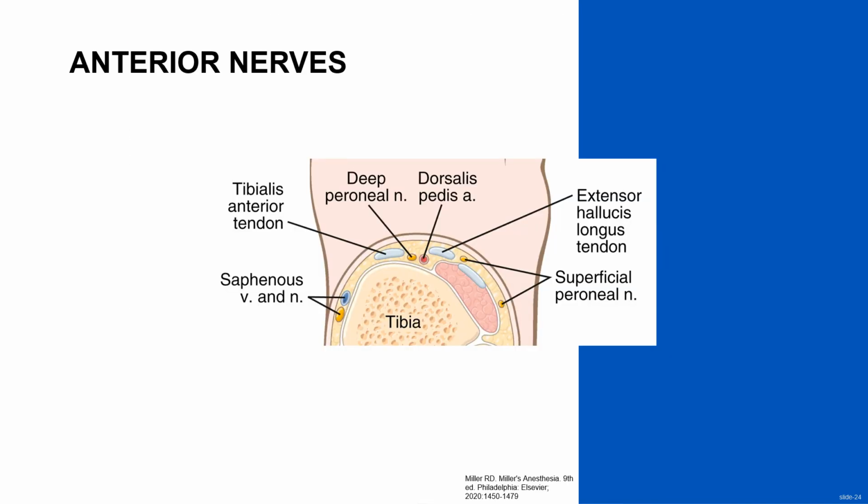The three anterior nerves of the ankle block are the saphenous nerve, the deep peroneal nerve, and the superficial peroneal nerve. They lie in fairly close proximity to each other, so much so that when doing a traditional field block, all three can be blocked through the same needle insertion site. Unfortunately, this usually is not possible when using ultrasound.